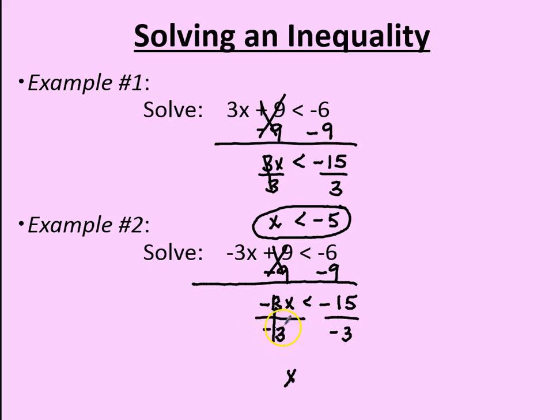But since I divided by a negative, I need to flip this sign to become greater than. And -15 divided by -3 is 5. So x is greater than 5.